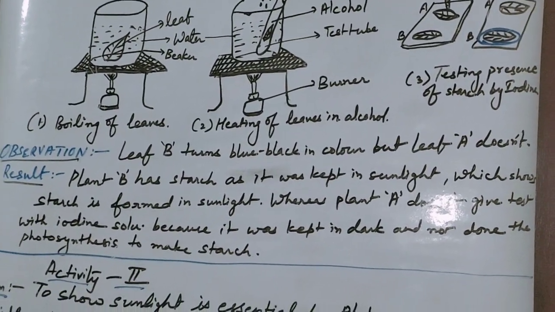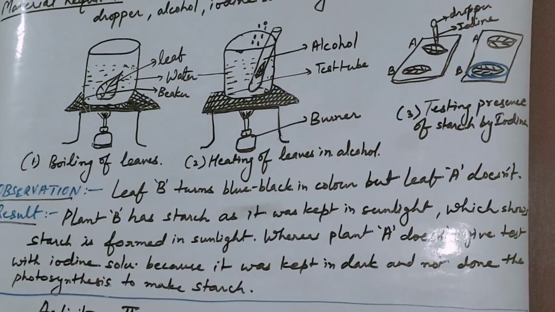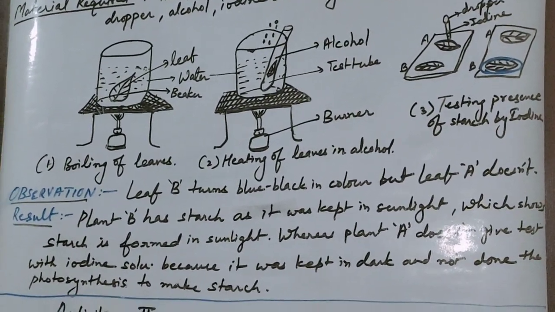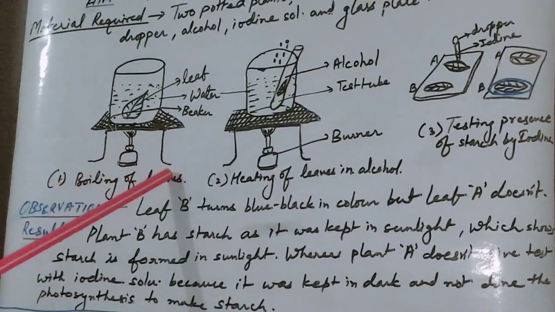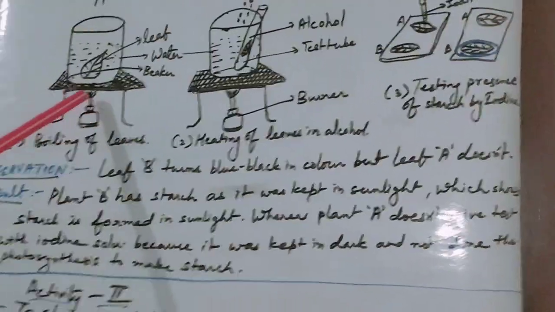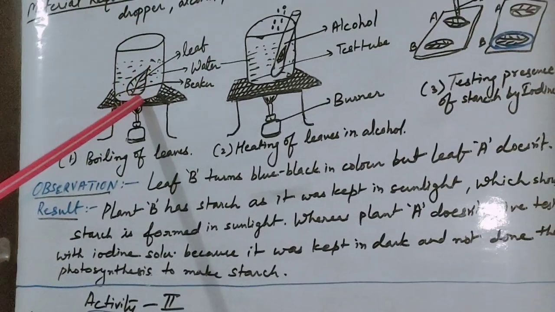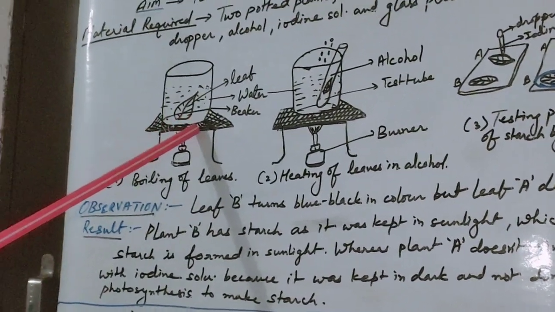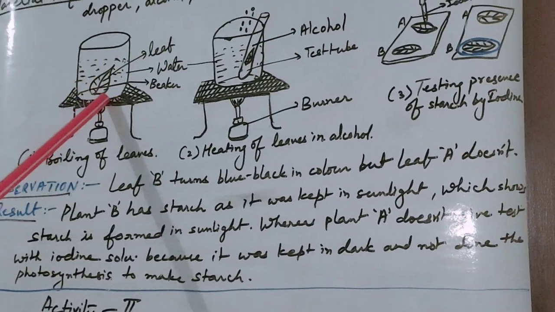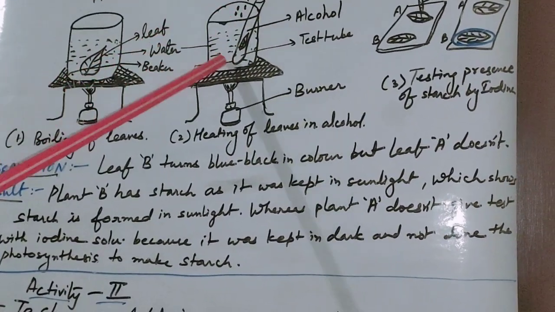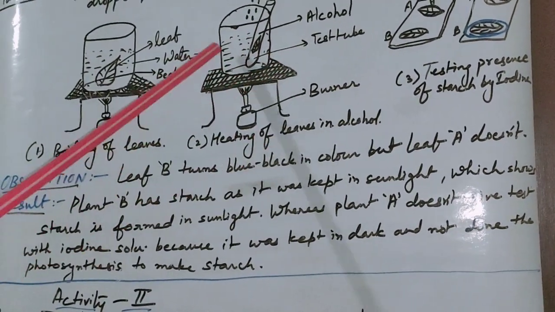After that students, we will take a beaker, keep the leaf in it and boil it for 2 to 3 minutes. You can see here the beaker is there. This is the tripod stand. This is the burner. We can take this burner, allow the water to boil, and the leaf is already kept here. After boiling it for 2-3 minutes, we will take out the leaf and keep it in a test tube filled with alcohol and heat it.